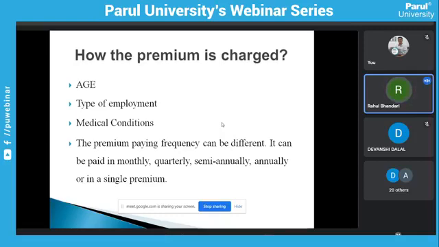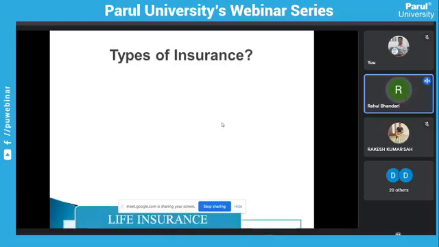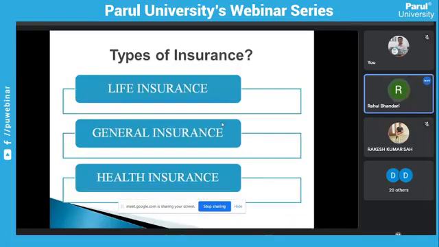So now let's move to the types of insurance. Students, can you please tell me how many types of insurance you know? If anyone can try to name them. Life insurance and health insurance. Okay. So, broadly, you can divide insurance into three categories. Number one is life insurance, number two is general insurance, and number three is health insurance.